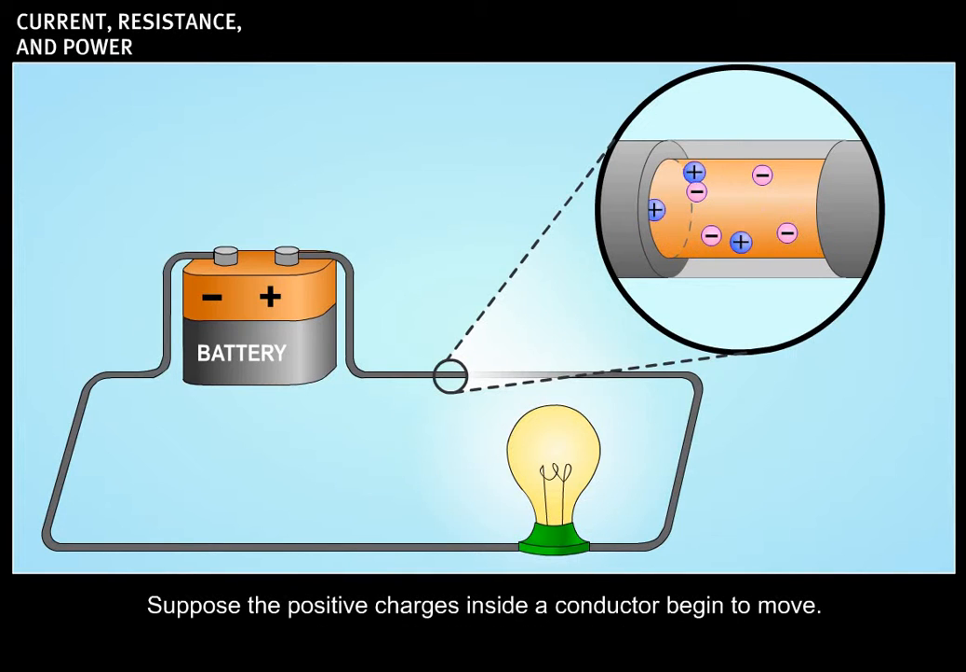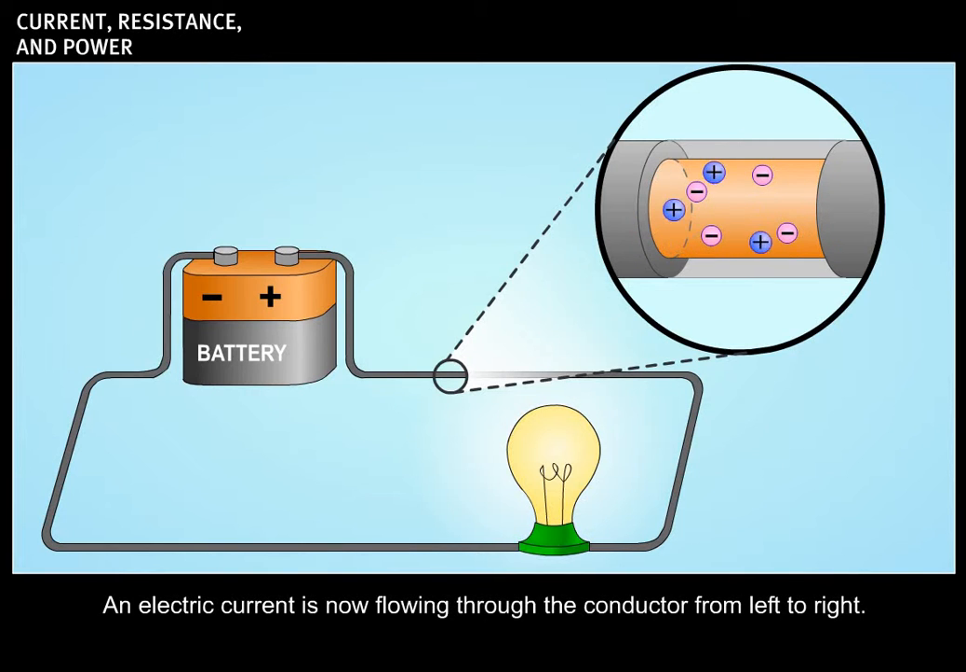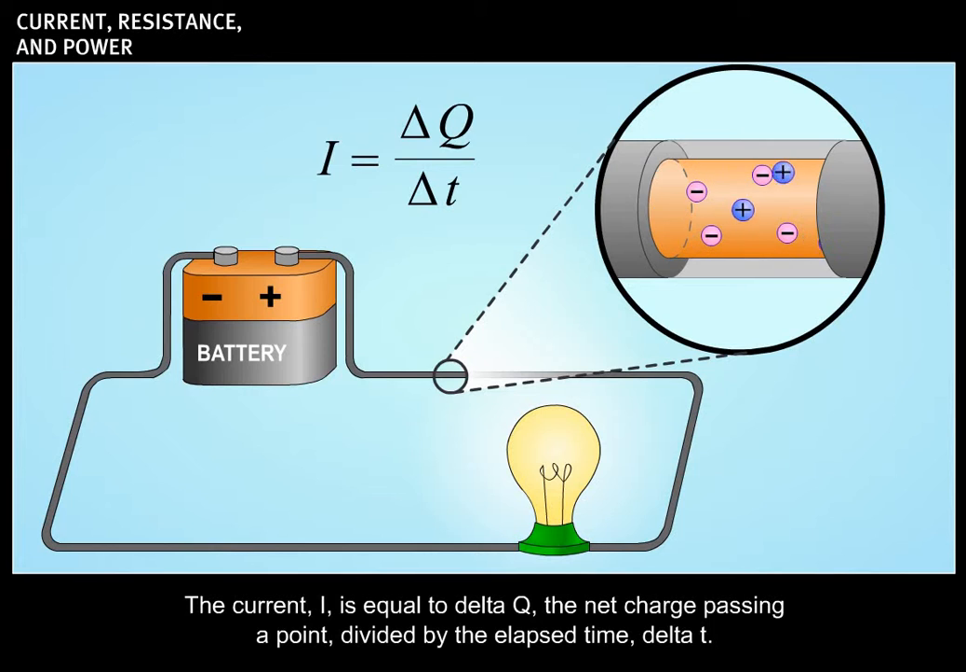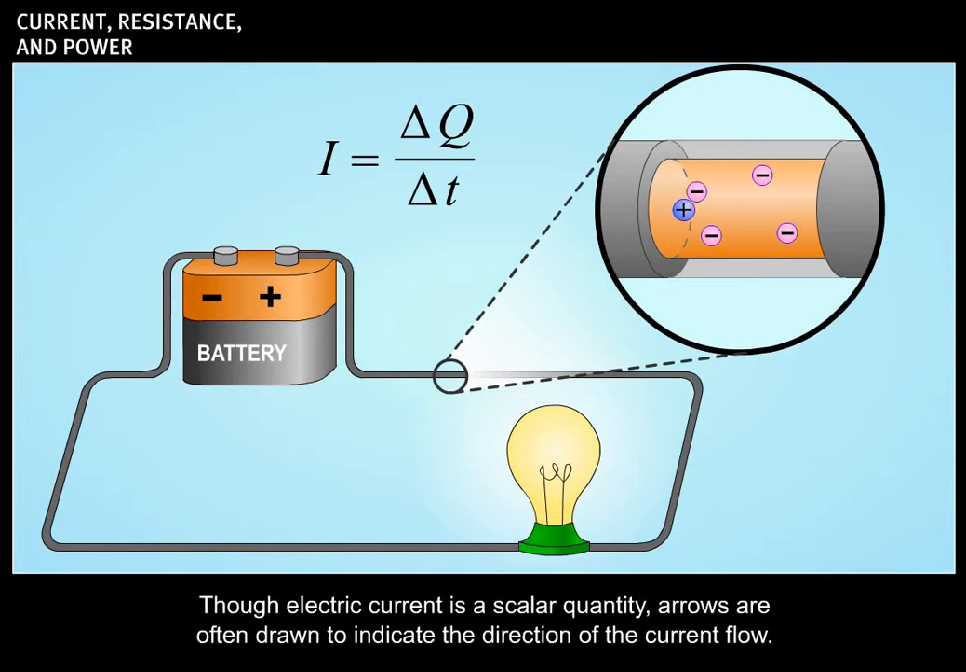Suppose the positive charges inside a conductor begin to move. An electric current is now flowing through the conductor from left to right. The quantitative definition of current is the amount of charge that passes a point in a given time interval. The current I is equal to delta Q, the net charge passing a point, divided by the elapsed time, delta T. Though electric current is a scalar quantity, arrows are often drawn to indicate the direction of the current flow.